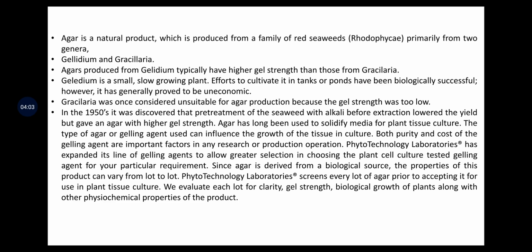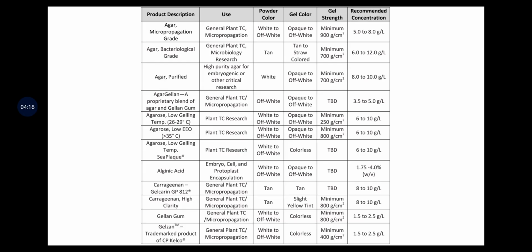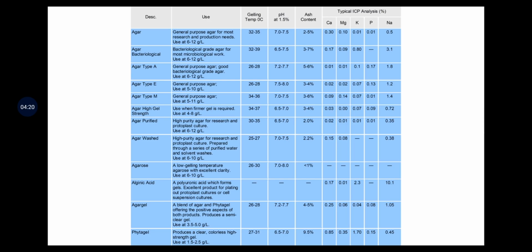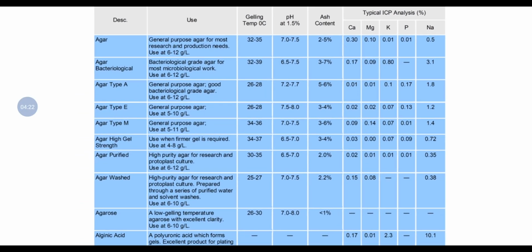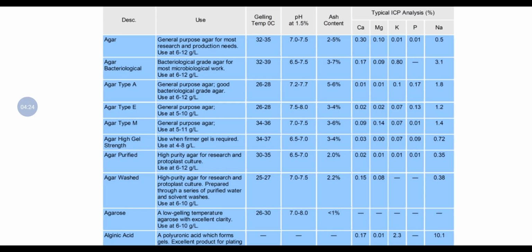Phytotechnology Labs has expanded its line of gelling agents. This is one of the important production agencies of this particular agar and its subsidiaries. So here there is a complete list of the products of agar or the gelling agents. The agar is used for general purpose. Most research and production needs are met through agar only.